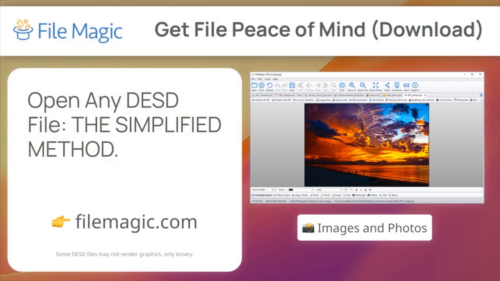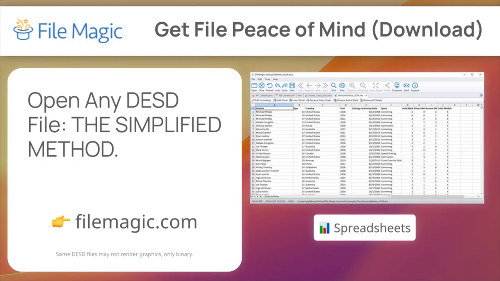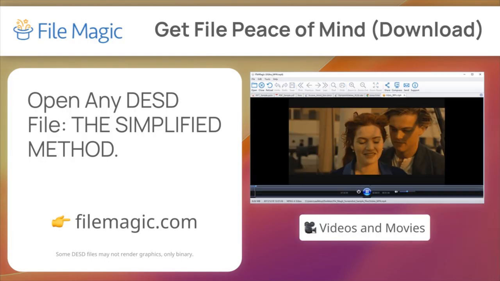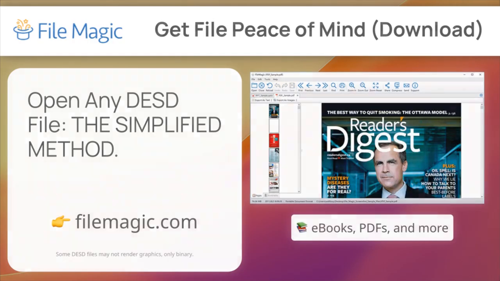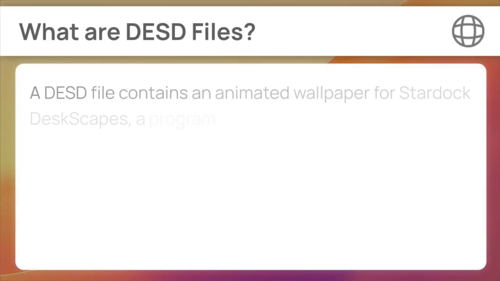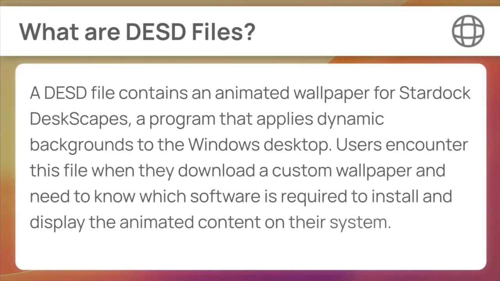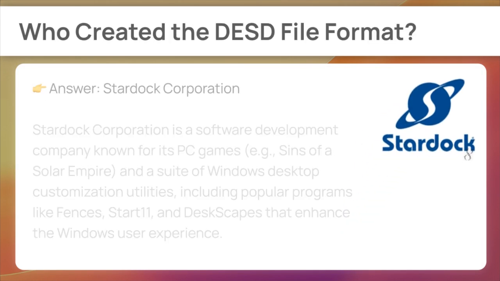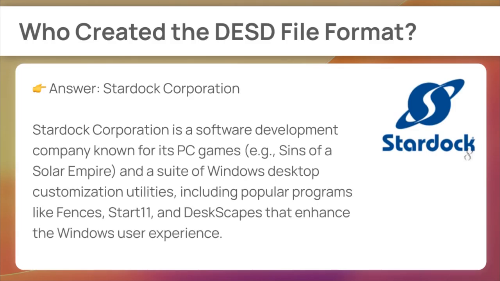This involves a smart application of one premier DESD file inspection tool that minimizes complexity across many different files. A DESD file contains an animated wallpaper for Stardock DeskScapes, a program that applies dynamic backgrounds to the Windows desktop. Users encounter this file when they download a custom wallpaper and need to know which software is required to install and display the animated content on their system.